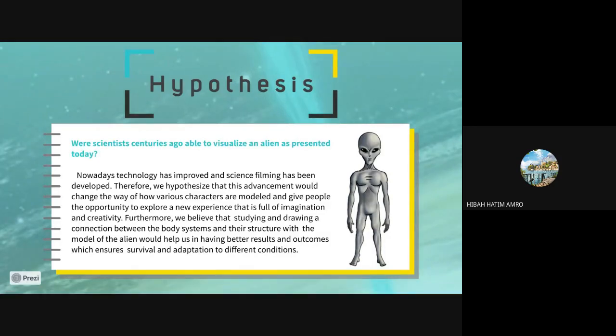Nowadays, technology has improved and science filming has been developed. Therefore, we hypothesize that this advancement would change the way various characters are modeled and give people the opportunity to explore a new experience that is full of imagination and creativity. Furthermore, we believe that studying and drawing a connection between the body systems and their structure with the model of the alien would help us in having better results and outcomes, which ensures survival and adaptations to different conditions.